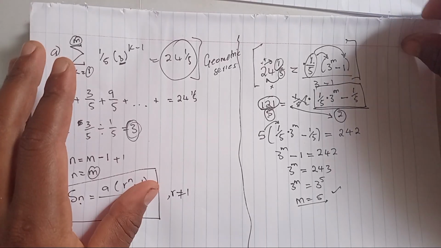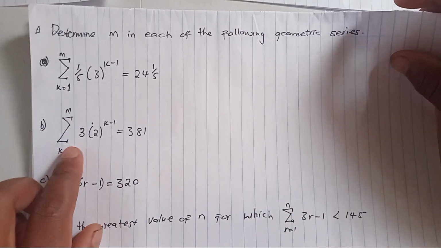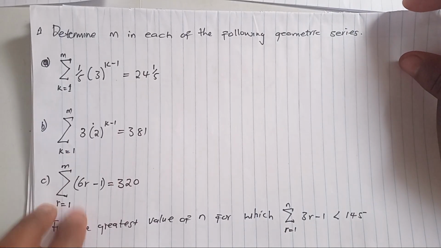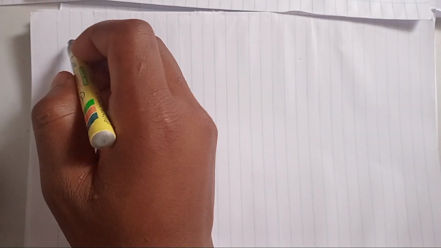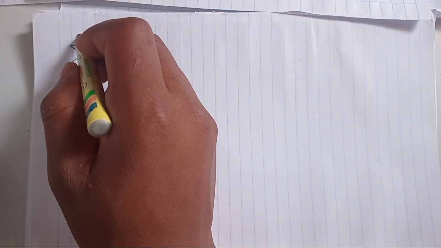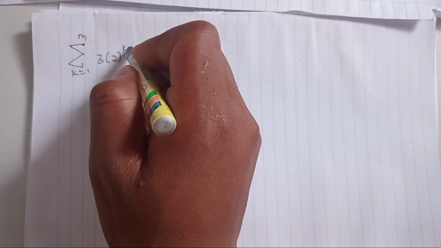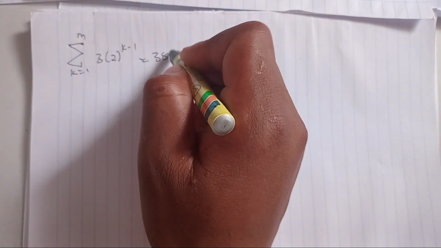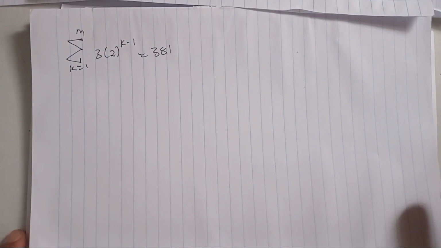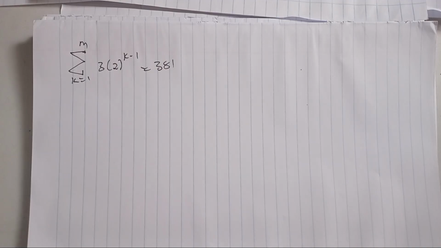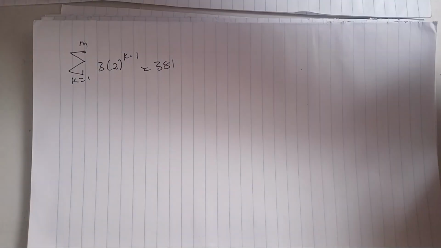So that's the first question, guys. Feel free to work on the next question so that you can see if you get the very same answer that we got. So what will be the next question? The next question is this one. We try to work this one out and then we see what we get. Let me recopy the question. It says 3 into 2 exponent k minus 1, which equals 381. In this case, we are going to follow the very same steps and see where we go.